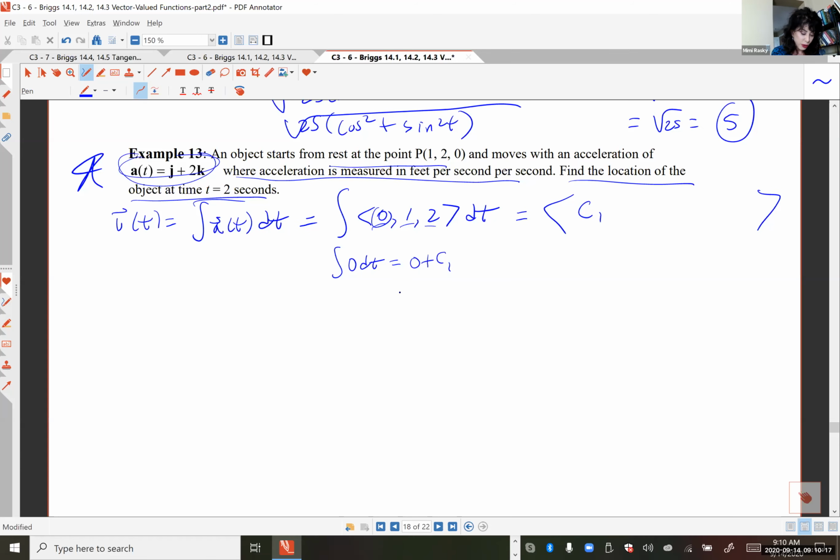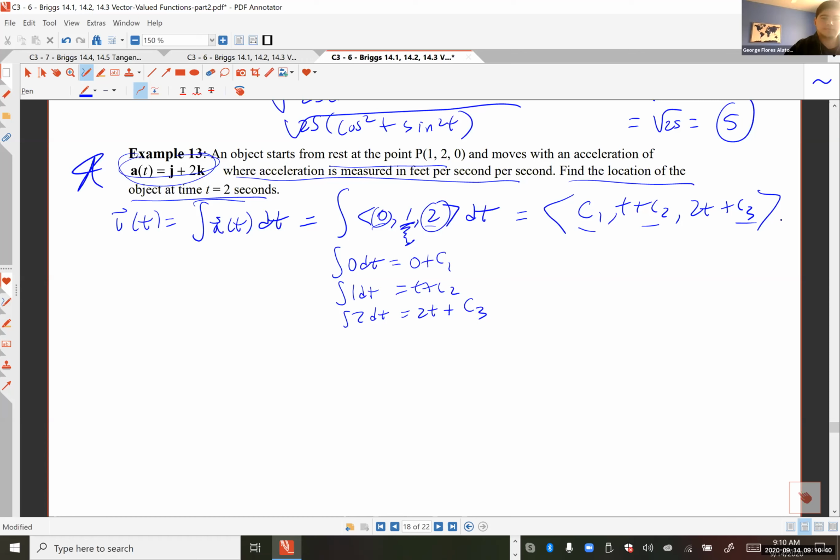So then what is the integral of 1? t plus C2. Yep. And then how about the integral of 2? 2t plus C3. So now how am I going to get C1, C2, and C3? Do I just guess? No, you use initial conditions. But they didn't give me one. But it's disguised, and this is where our physics folks try to trick you. But you've got to think.